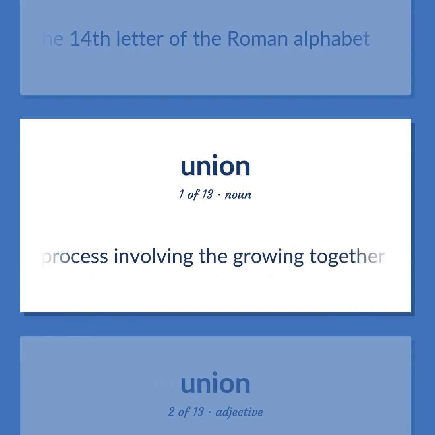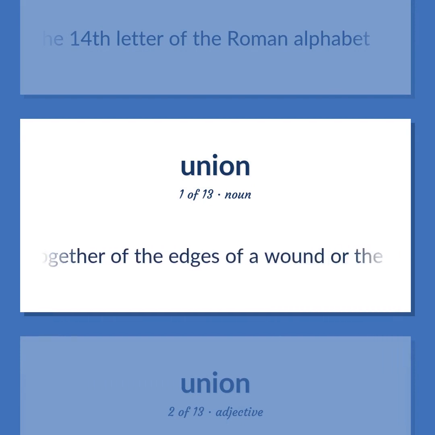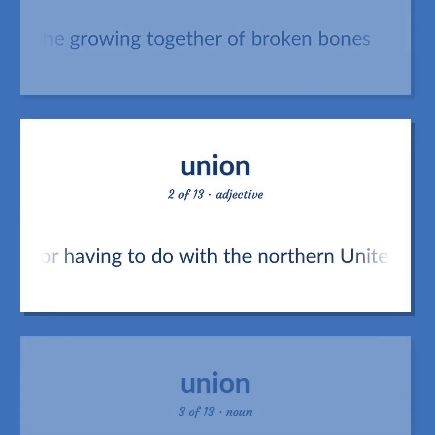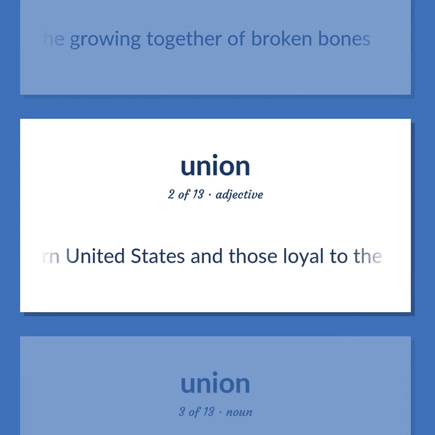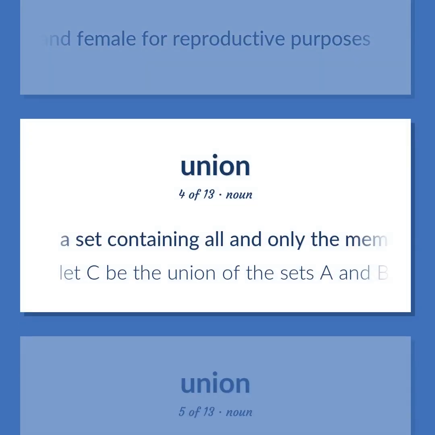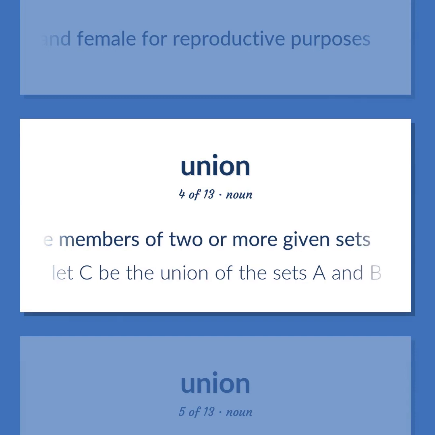Healing process involving the growing together of the edges of a wound or the growing together of broken bones. Being of or having to do with the northern United States and those loyal to the Union during the American Civil War. The act of pairing a male and female for reproductive purposes. A set containing all and only the members of two or more given sets. Let C be the union of the sets A and B.